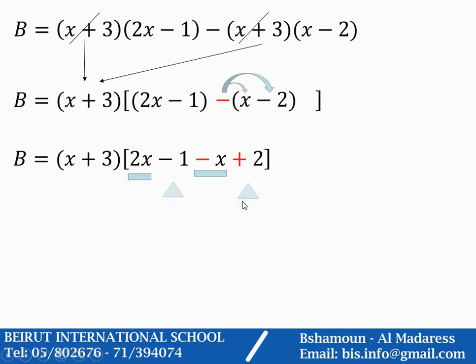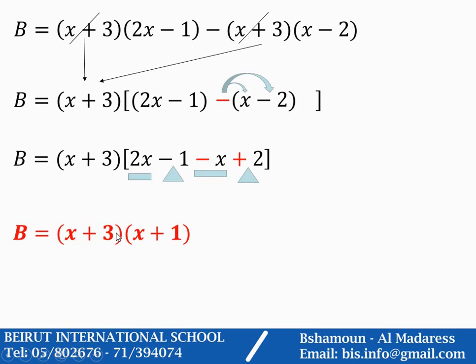You have 2x minus x, and you have minus 1 with plus 2. Same for the like terms. So you get x plus 3 into x plus 1, because 2x minus x is x, and minus 1 plus 2 is plus 1. So this is the factorized form of B.